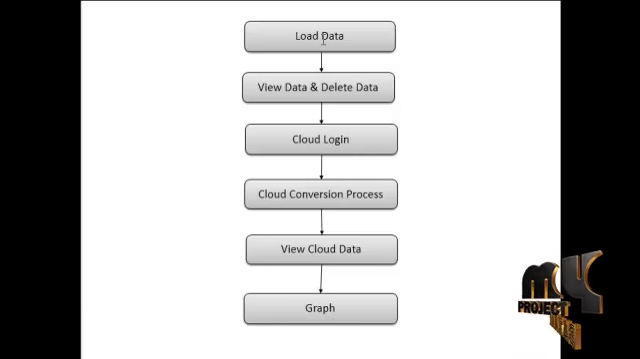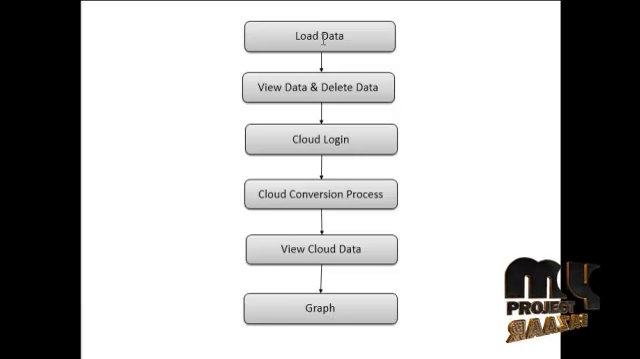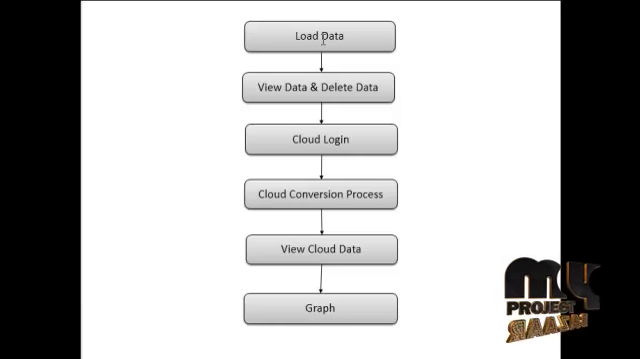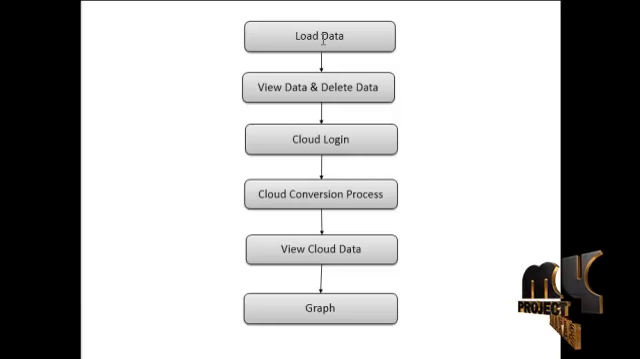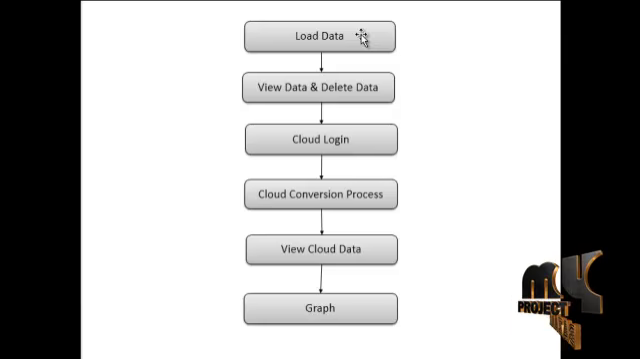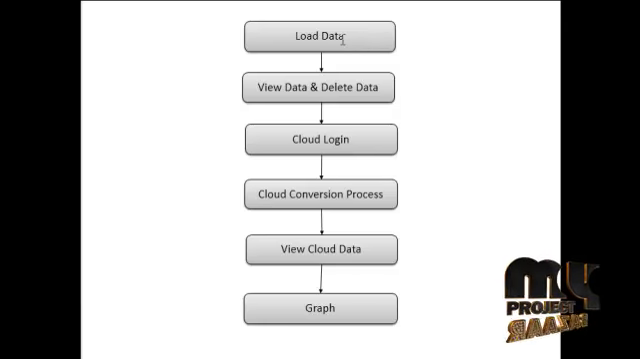In our first module, load data, we can load different types of data sets, for example product or food and business oriented data sets, or the user rating data set of a movie data set. Any of the data sets can be loaded in this first load data process. After the load data process is completed, the data is stored in a large database. And the second one is viewing and deleting data.